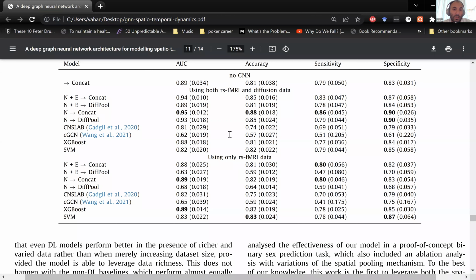But if it's a small data set, not enough data, deep learning models work almost as well. If you look at these numbers, sometimes much worse. And the best ones are just comparable to simple models like SVMs, which is also quite interesting. But we knew that, right?